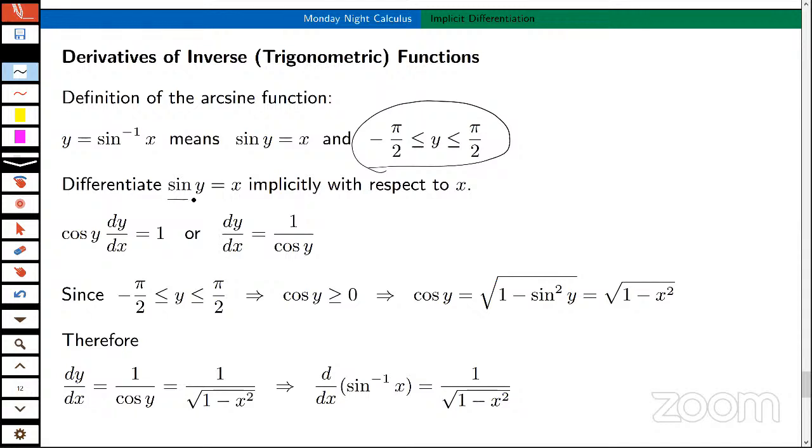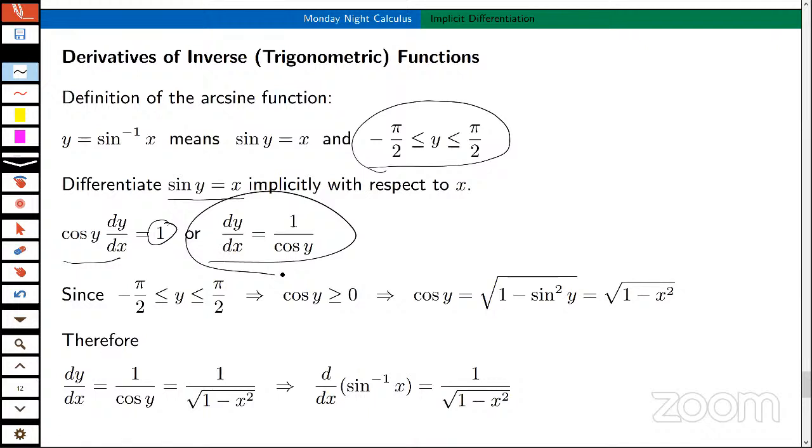So, okay, I'm going to take a look at this expression and take the derivative of both sides with respect to x. On the right-hand side, I get 1. On the left-hand side, the derivative of the sine is the cosine. Derivative of the inner function is y prime. I'll solve for dy/dx: 1 divided by the cosine of y.